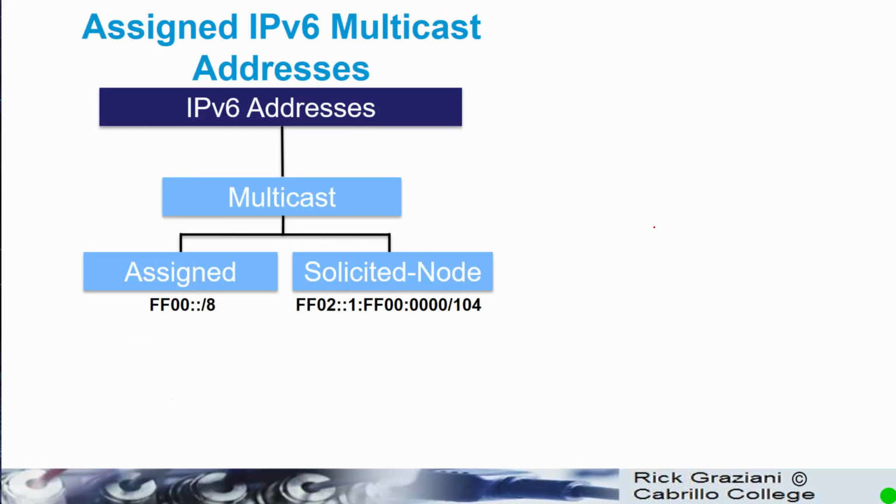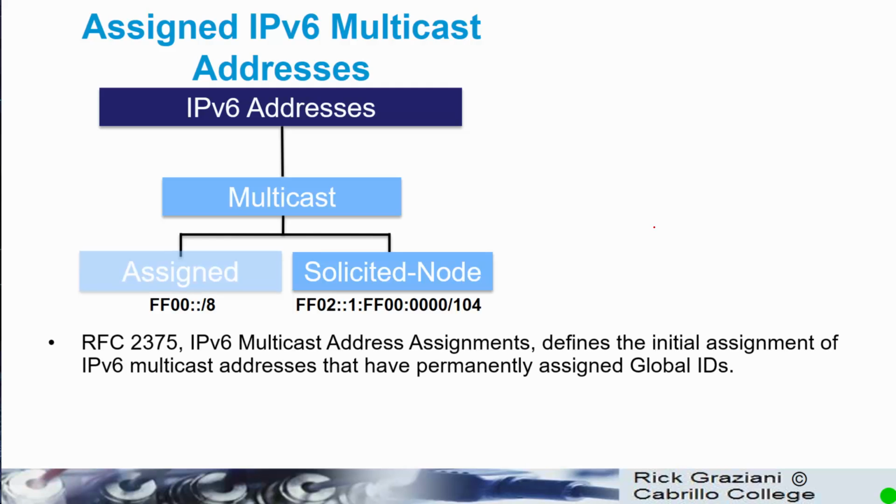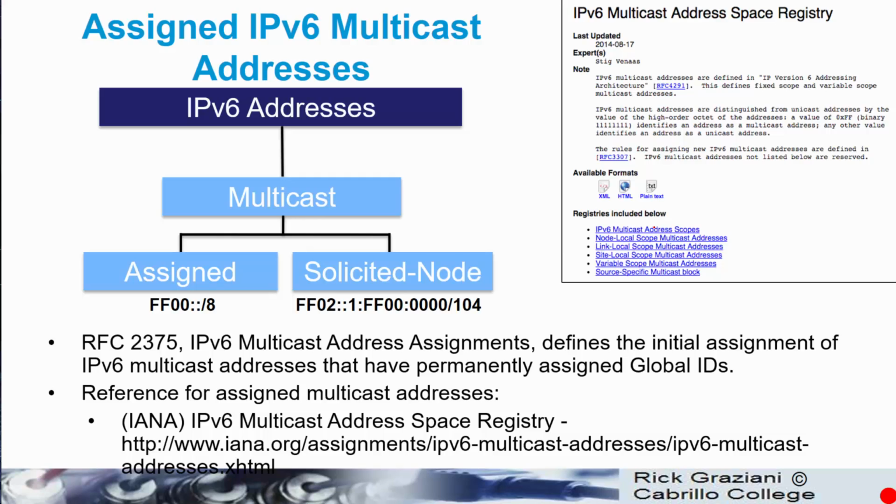So again, our solicited nodes are going to be something like FF02. An assigned node will be more like an FF00/8. RFC 2375 deals specifically with multicast address assignments, and it defines the initial assignment of our multicast addresses, focusing on the permanent assigned global IDs. Here is again the IPv6 multicast address base registry from IANA.